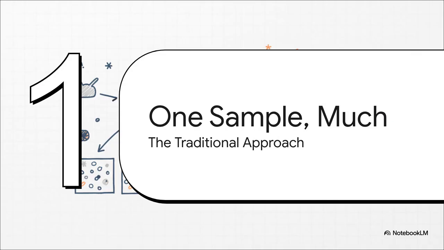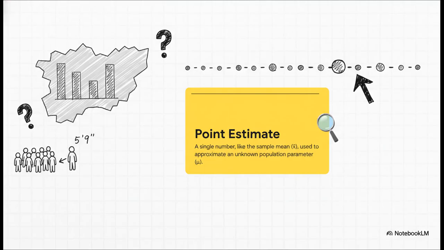All right, so how do we even begin to tackle this? Let's start by looking at the traditional way, the old school approach statisticians have been using for decades. Typically, you'd start with what's called a point estimate. It's just a single number. So say you want to find the average height in a country. You grab a small group of people, measure them, and find their average height is, let's say, 5'9".